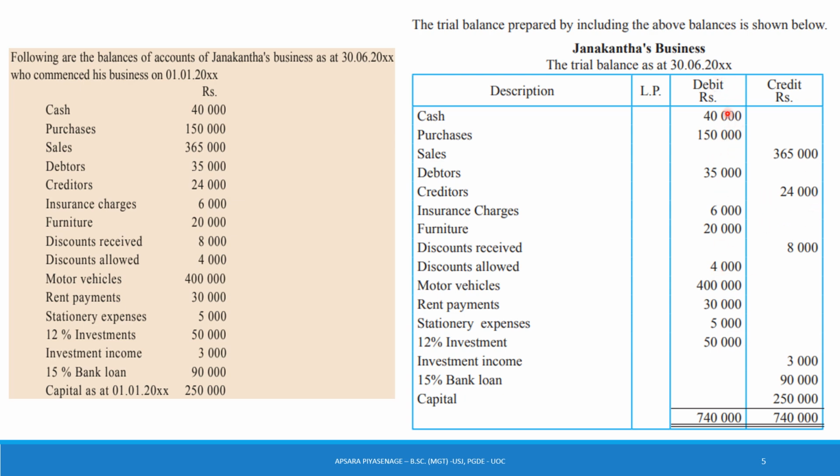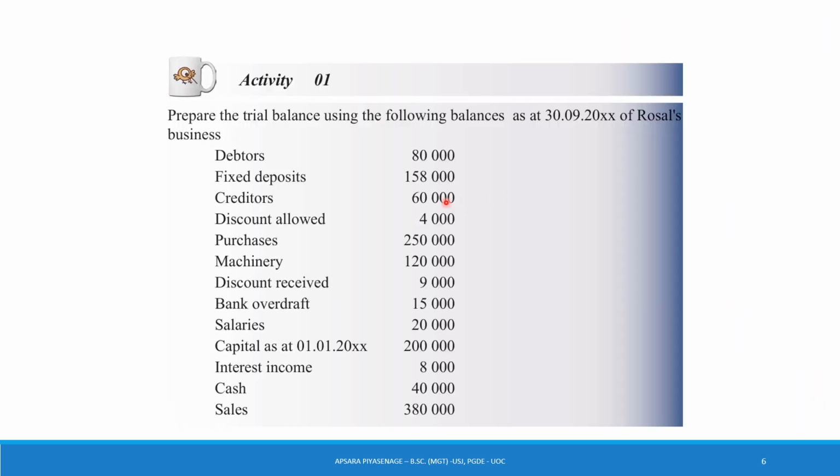So if you have correctly recorded, then the total of the debit column and the total of the credit column will be equal. So there's an activity we will do here. Prepare the trial balance using the following balances as at 30th September for Rosal's business.